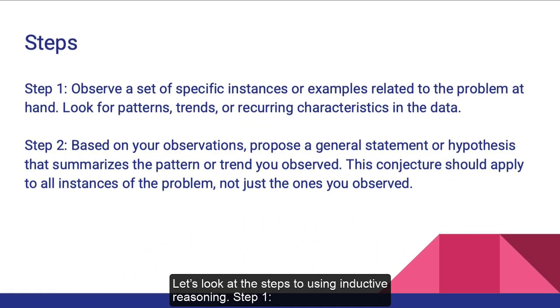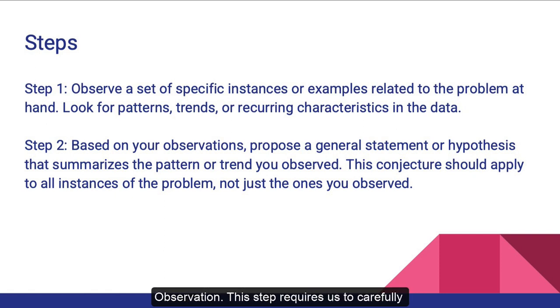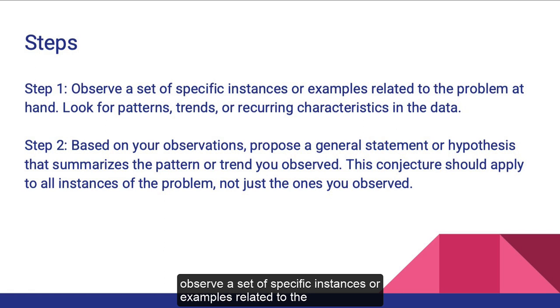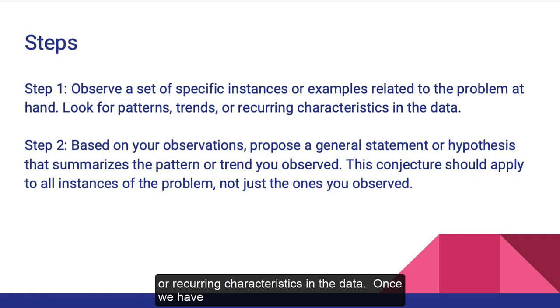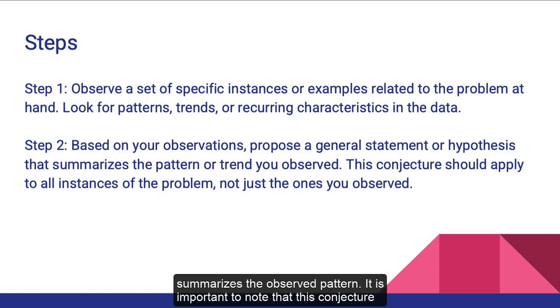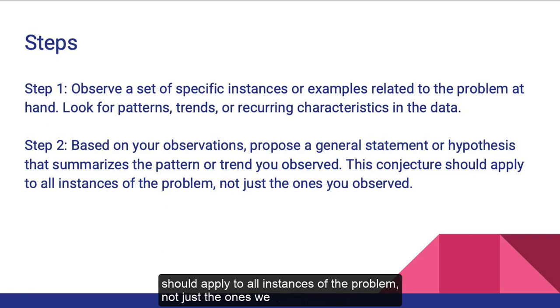Let's look at the steps to using inductive reasoning. Step 1. Observation. This step requires us to carefully observe a set of specific instances or examples related to the problem at hand. We should pay attention to patterns, trends, or recurring characteristics in the data. Once we have made our observations, we can move on to Step 2. Proposition. Based on the patterns or trends we have identified, we need to propose a general statement or hypothesis that summarizes the observed pattern. It is important to note that this conjecture should apply to all instances of the problem, not just the ones we observed.